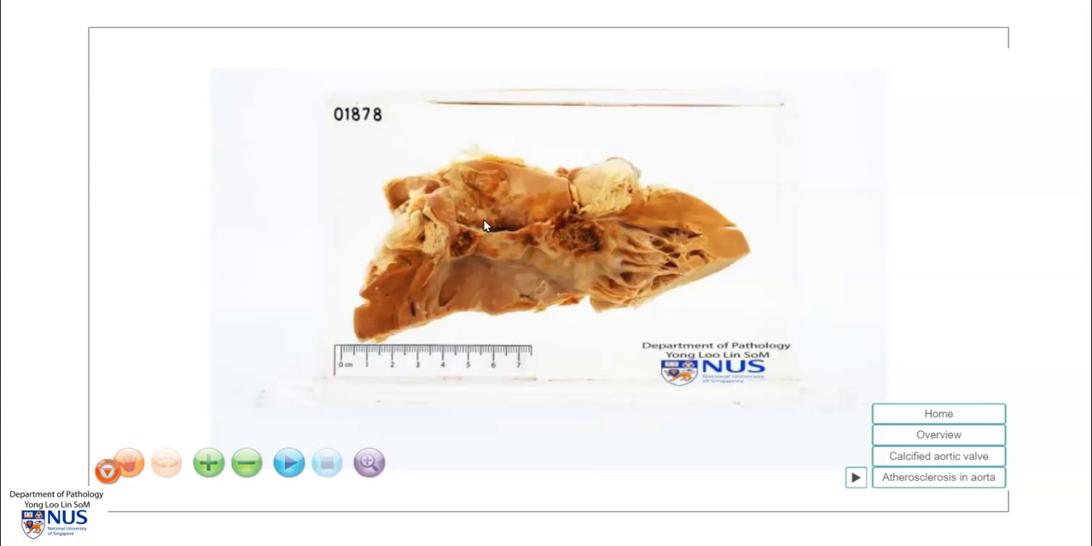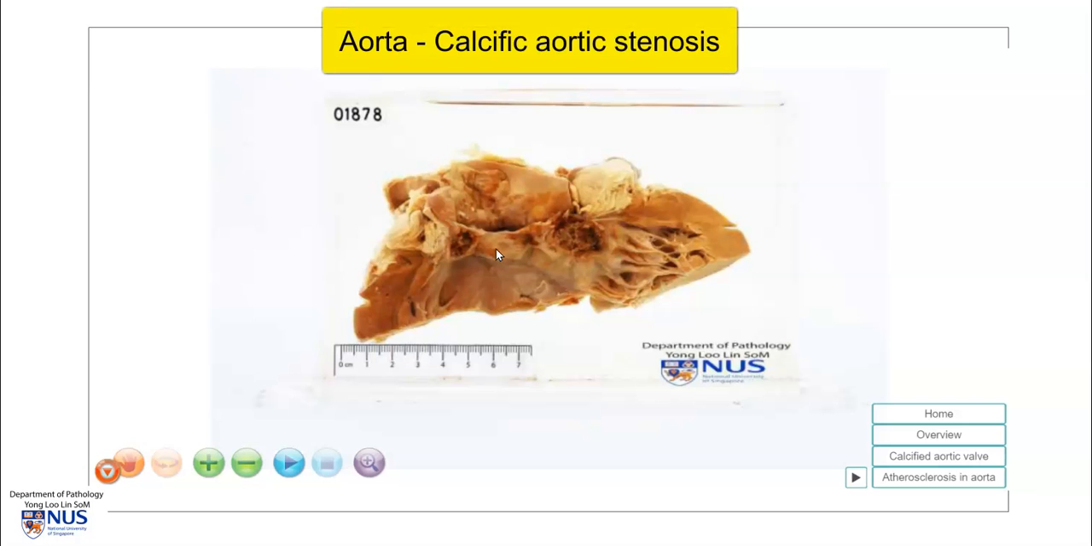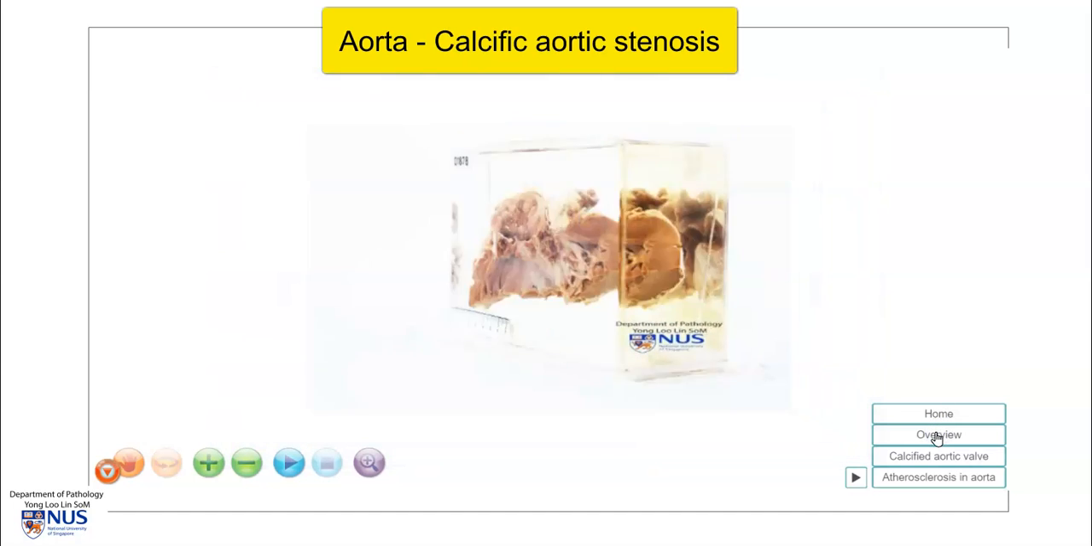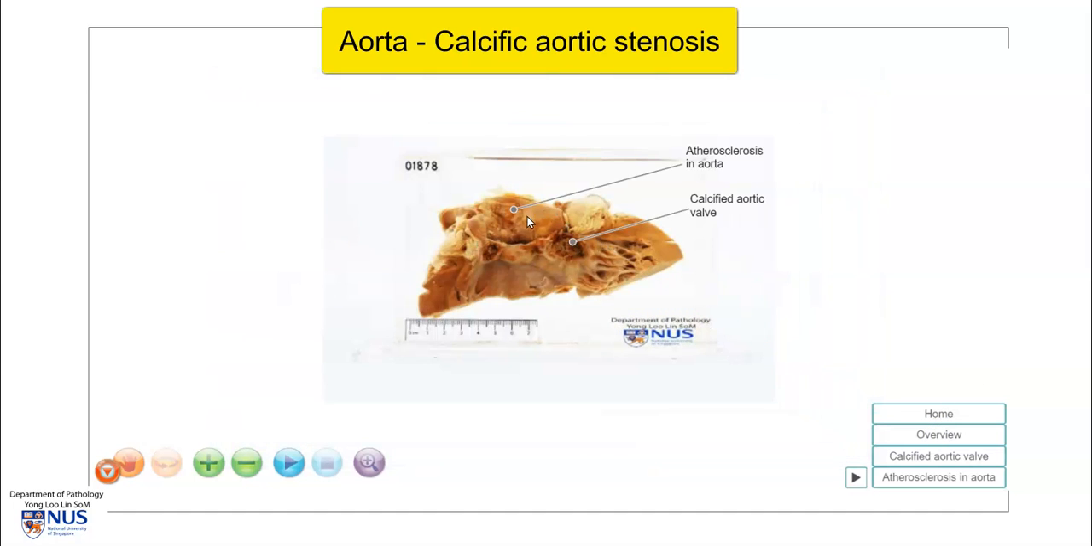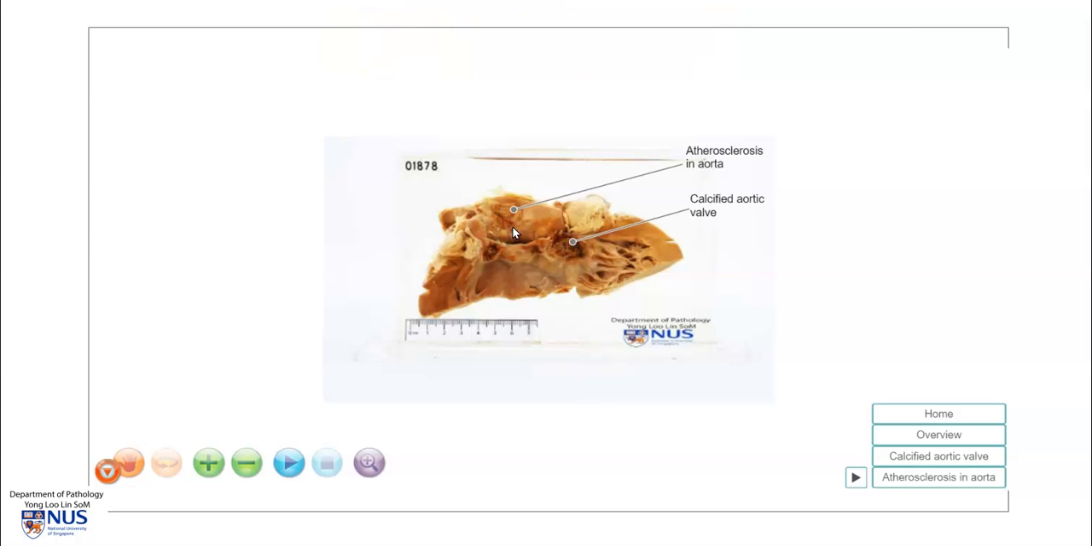Hello, this is a virtual pathology specimen of an example of calcific aortic stenosis, and this is a condition involving the aortic valve. Let's just have a quick overview. Here is the aorta, which is not normal. We can see these yellowish plaques of atherosclerosis, and this is the region of the aortic valve, which again is very abnormal.